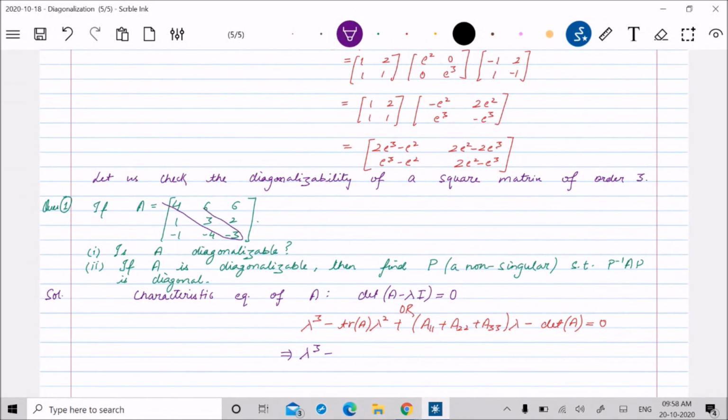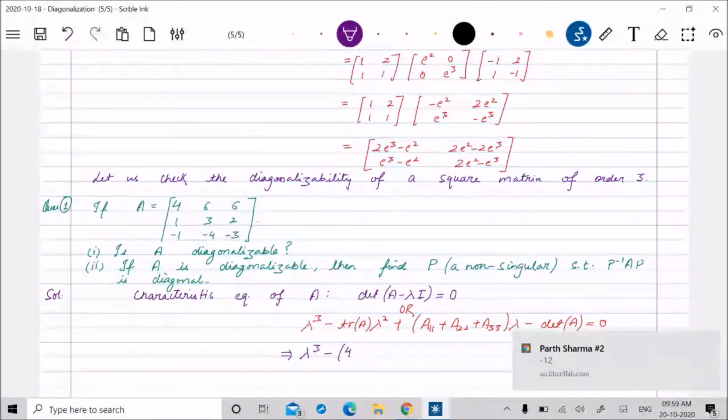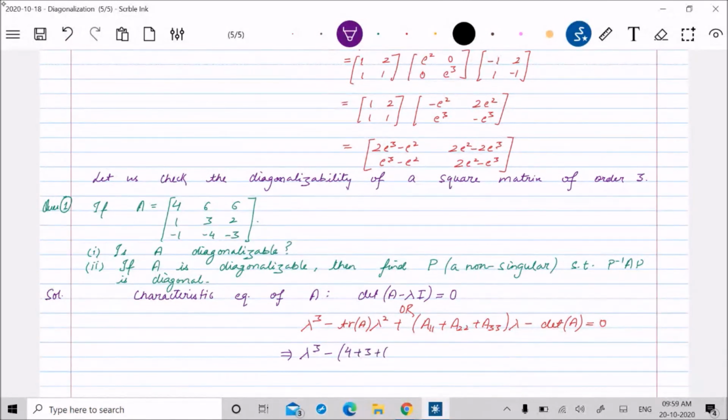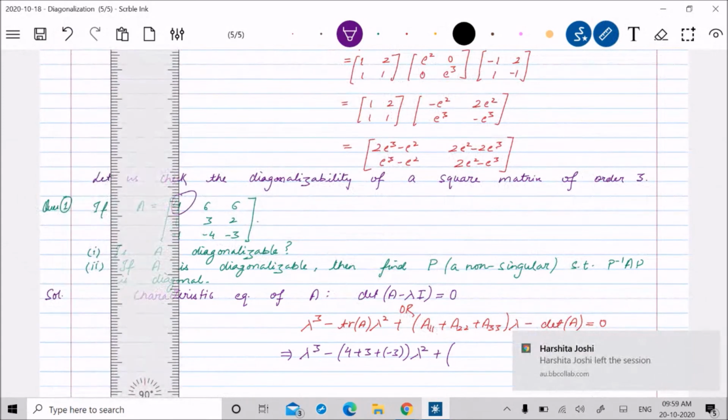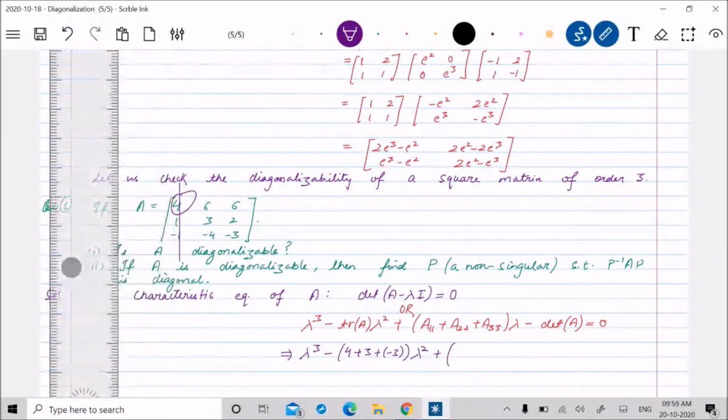Trace of this matrix: 4 minus 3 plus 3, that will be 4. This is the trace of this matrix, right? And these are nothing but the cofactors. Please pay attention, everybody. This is the cofactor of this element. If you take this scale and hide this row and this column, you will be able to see this cofactor. So this is what we call the cofactor of A11.